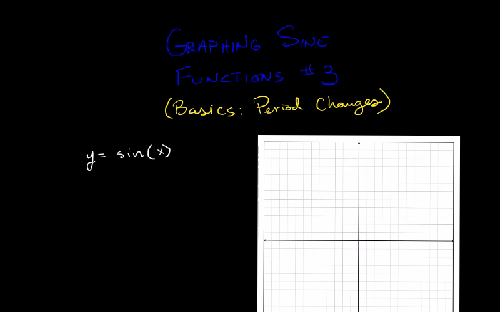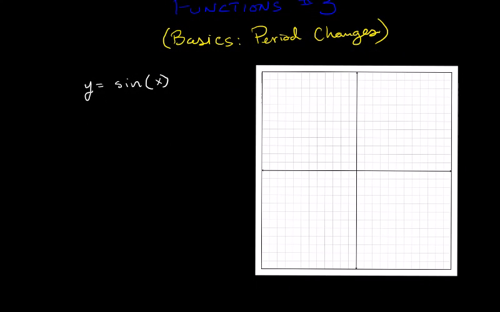So what I'm going to first do is quickly get a sketch of sine of x onto my coordinate plane. That should help me out a little bit. A normal sine graph is going to go from 0 to 2 pi, so I'm going to label my axes: pi halves, pi, 3 pi halves, and 2 pi.